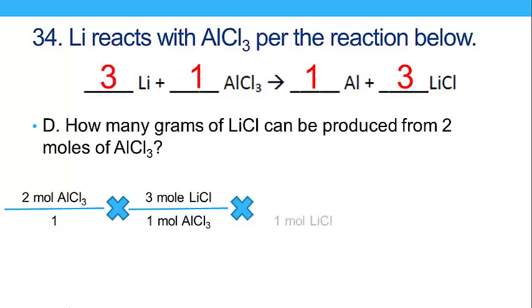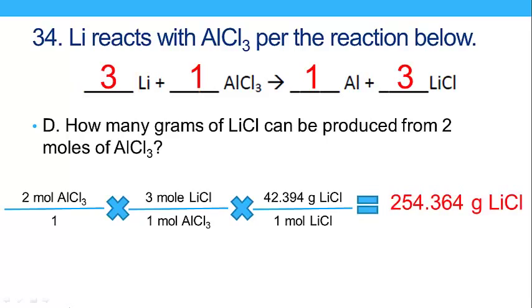Now I want to take my moles of lithium chloride and convert it into grams of lithium chloride. So once again, this is going to be a molar mass, grams and moles. So you find the molar mass of chloride and add it to the molar mass of lithium. So whenever we solve this, I get 254.36 grams of lithium chloride.